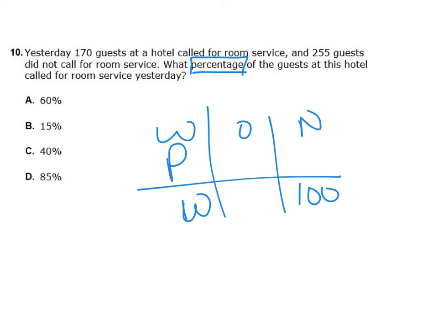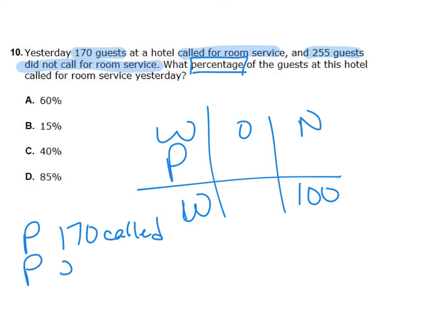So now we need to look at the other information. So the other information, they're telling us 170 guests, 255 guests. But 170 called for room service, 255 did not call for room service. So that means they're both parts. So I have a part that called, 170. Then the other part is did not call, so it's 255.